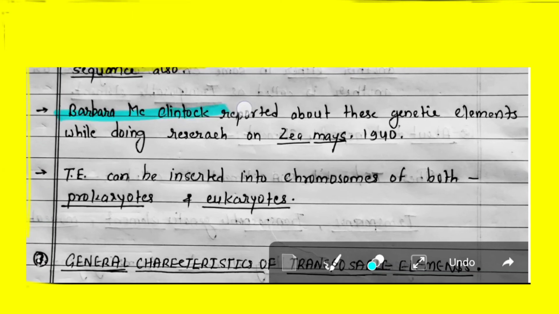Barbara McClintock reported about the genetic element or transposable element while doing research on maize, or corn, in 1940. So another small question is, who discovered transposable element? Barbara McClintock reported the genetic element while doing research on maize or corn in 1940.